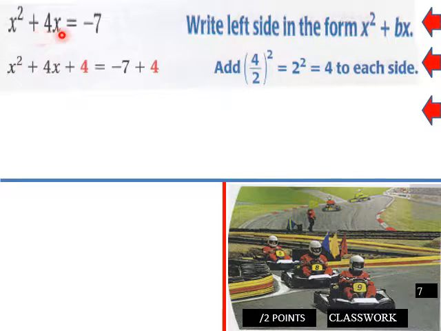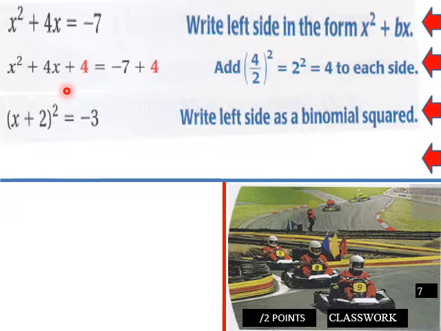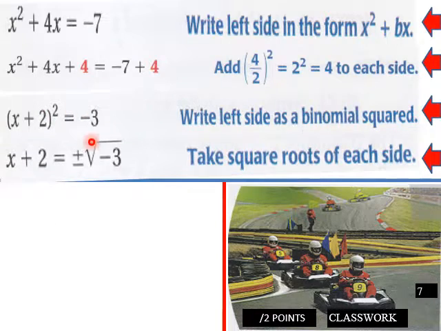And then we take 1/2 of 4 and square it and add it to both sides. So we get x squared plus 4x plus 4, negative 7 plus 4. So we have a perfect square trinomial here: x plus 2 squared equals negative 3. Combine these two. Take the square root of both sides.